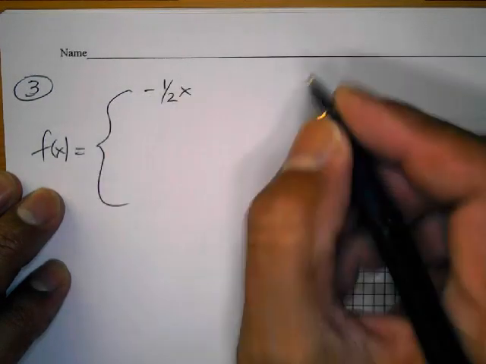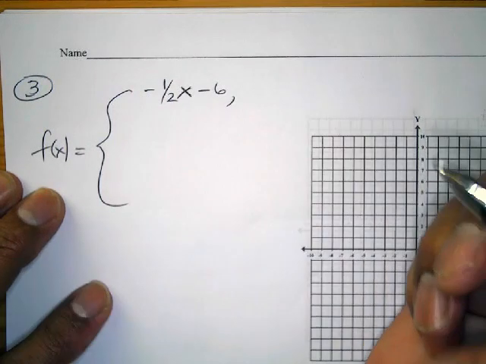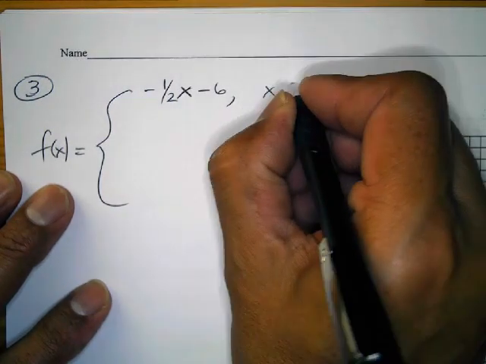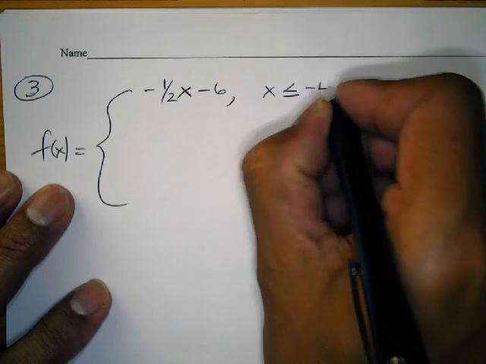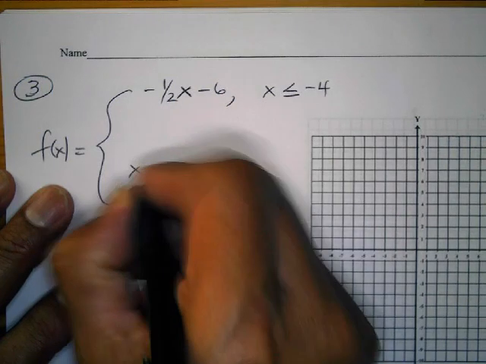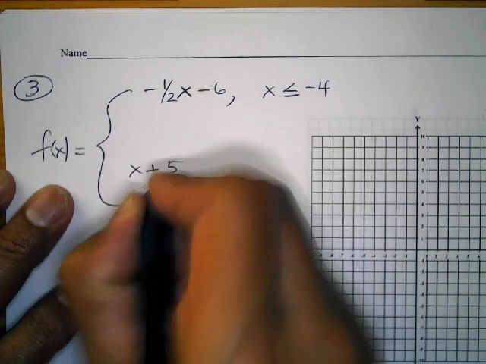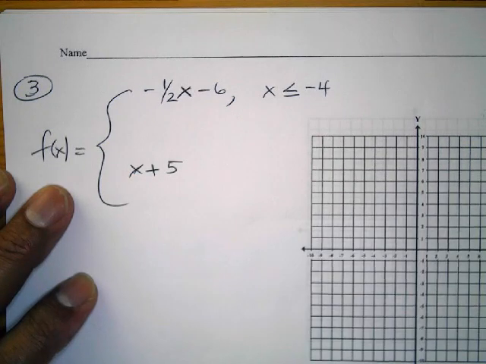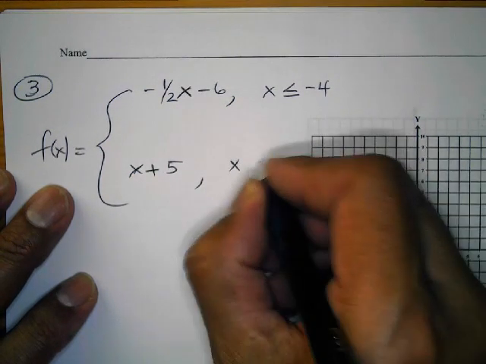-1/2 x minus 6, comma, and then here's the domain part where it's going to tell you for what values of x we want to see this function. And there's going to be another one over here. I'm just going to put 2 for this one, because now we just don't have simple horizontal lines, right? And then we got this.